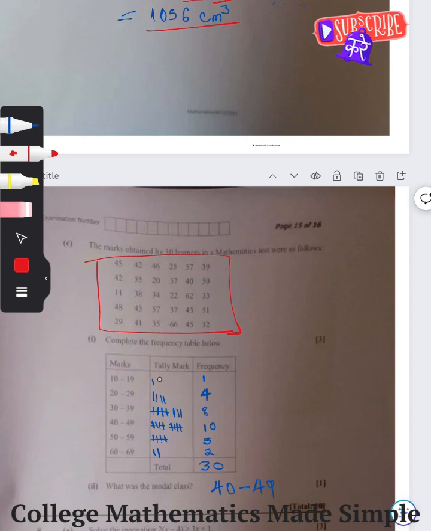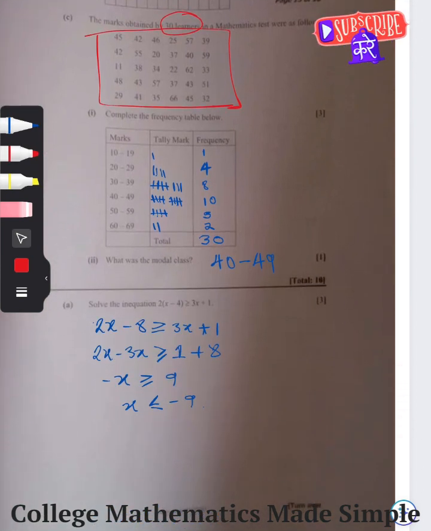And then the frequency is just the count of these tallies. So this is 1, 4, 8, 10, 5, 2. When you add this frequency, it's supposed to give you the total number of learners, or the data given. Now, what was the modal class? Mode is just, in this case, the class with highest frequency, which is between 40 and 49, which is 10. So the highest frequency is 10, but the class we are interested in is between 40 and 49.